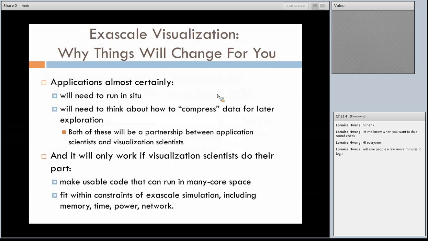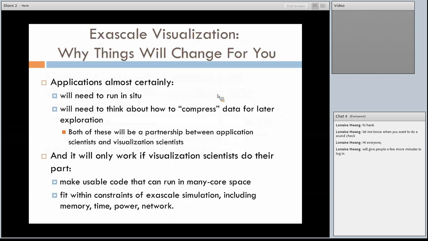So specifically, what will change is, when you talk about the exascale, it's almost certainly the case that applications are going to need to run in situ. And it's almost certainly the case that applications need to think about how to compress or reduce their data for later exploration. And so both of these are going to require a partnership between application scientists and visualization scientists.